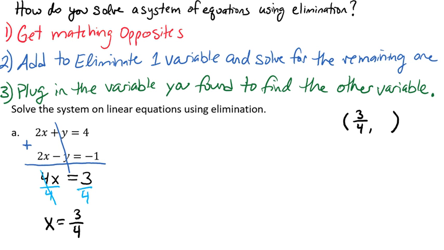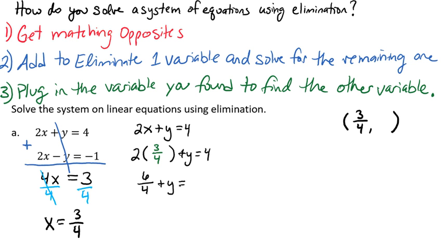So I'm going to plug it into my top equation. It really doesn't matter which one you plug it into, but the top one looks easier because it has the plus sign and it's got a positive 4. So I'm going to take that 2x plus y equals 4, and I'm going to take out the x. I'm going to plug in my 3 over 4, and I'm going to solve for y. So this is going to give me 6 over 4 plus y equals 4. Then I'm going to subtract 6 over 4 from both sides.